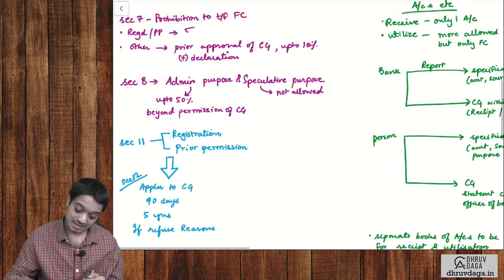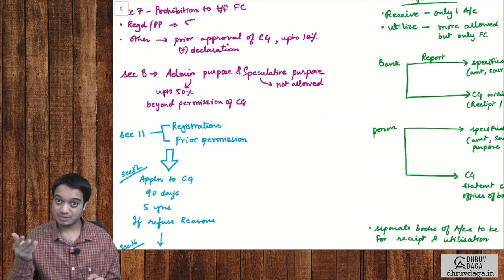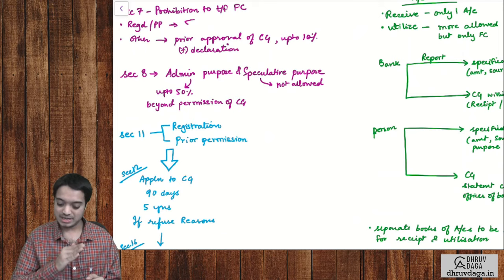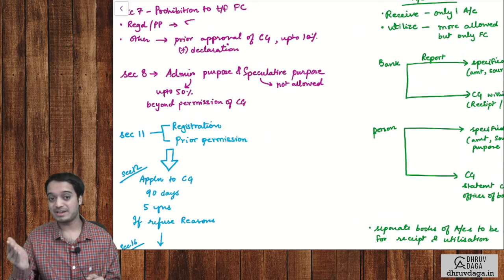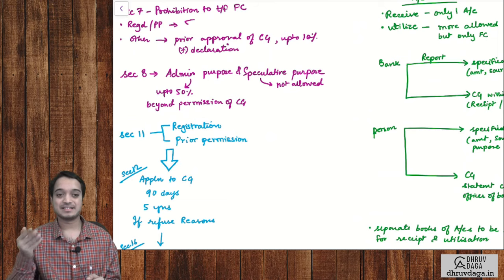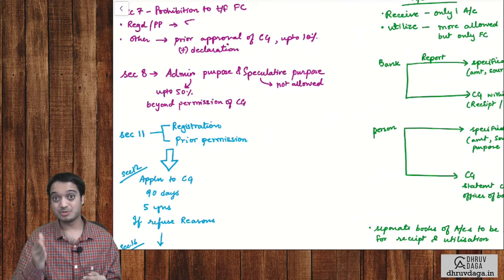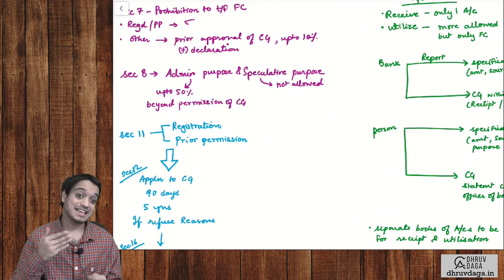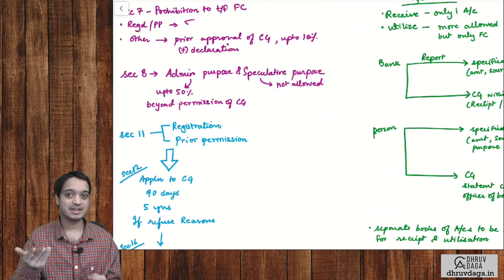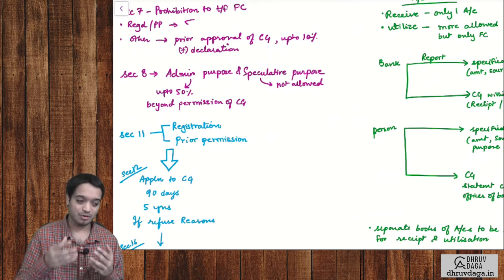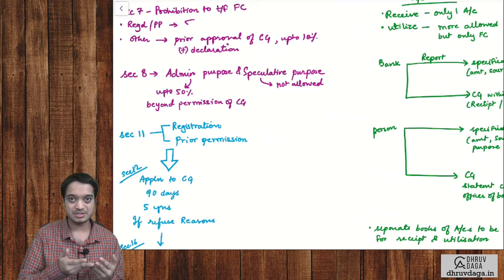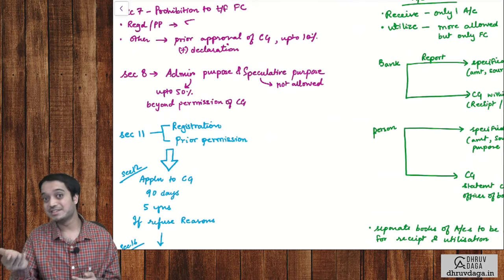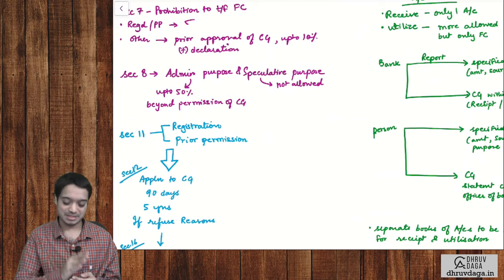Can foreign contribution be used for speculative purposes? No, it cannot be used for any speculative purpose. Over here, shares, stock market, real estate, all of it constitute speculative purposes. Can foreign contribution be used for administrative purposes? Yes, it can be used for administrative purposes up to 50%. If you want to spend more than this 50% of foreign contribution on administration purposes, you will need a permission from the central government.